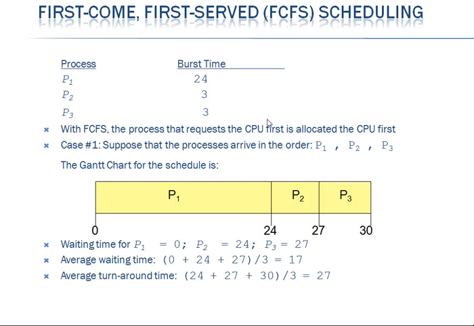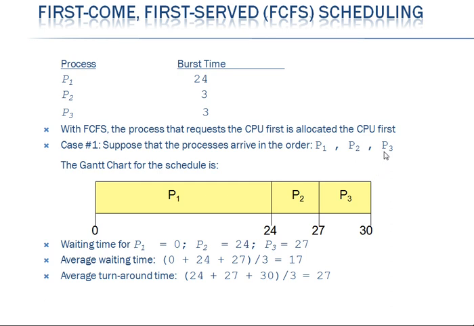Then after P1 came P2 and its burst time is 3. So P2 will begin at the time P1 finishes the execution. So right from here at 24, the execution of P2 begins and will execute for 3 milliseconds. So after 24, we add 3 milliseconds. So it is now 27.